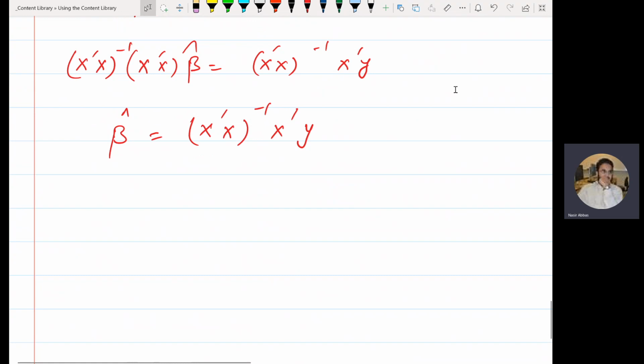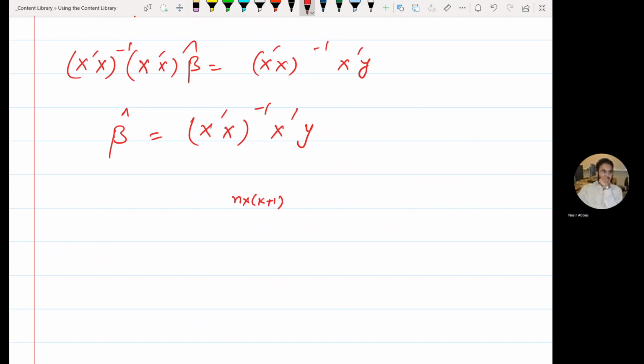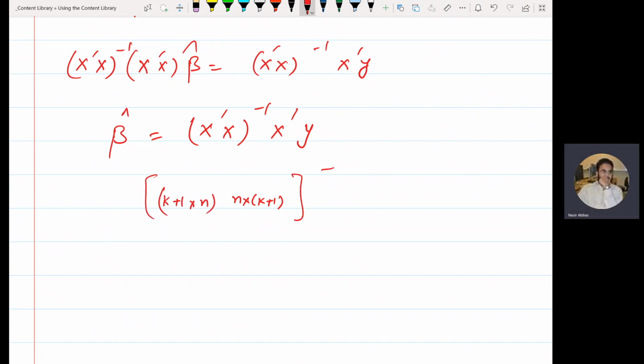Now, my question is, what will be the final order of beta hat? It should be the same as beta because this is estimating what? Let's confirm. What is the order of x? N by k plus 1. What is the order of x prime? K plus 1 by n. Then you have the whole inverse. Then what is the order of x? Sorry, n by k plus 1. N by k plus 1. What is the order of y?